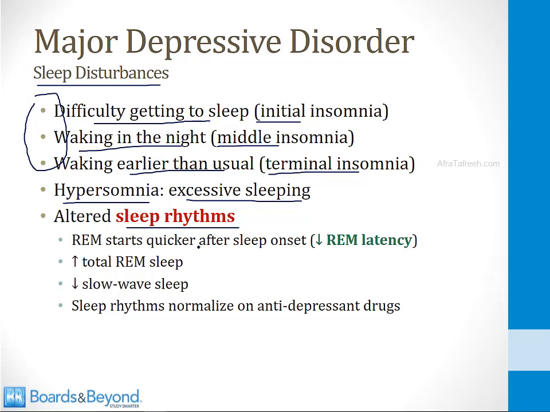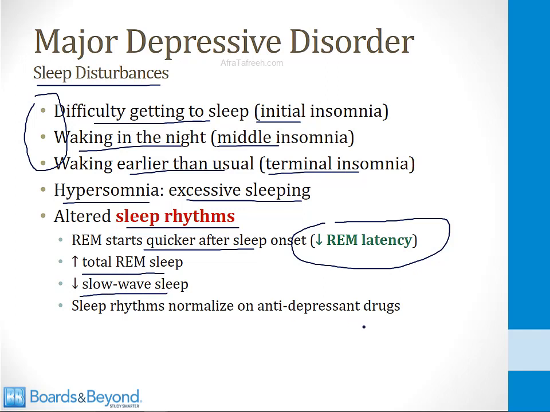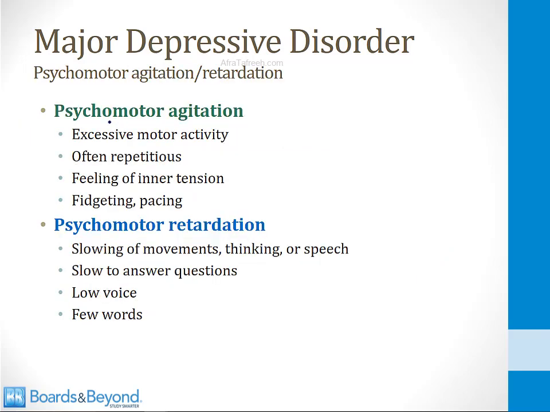First of all, patients who have depression have REM sleep that starts quicker after sleep onset. This will be described in your textbooks as a decrease in REM latency, meaning a decrease in the time until REM occurs. Normally, you have a number of phases of non-REM sleep before REM sleep begins. In patients with major depressive disorder, the REM sleep begins faster. In addition, these patients have an increase in their total REM sleep, and they have a decrease in their slow wave sleep. And then finally, when these patients take antidepressant drugs and are treated for their depression, the sleep rhythms normalize.